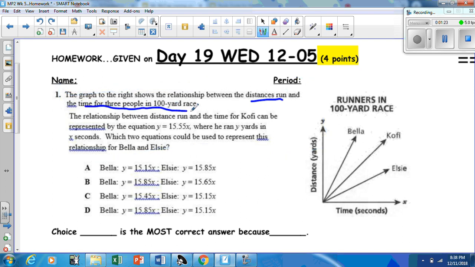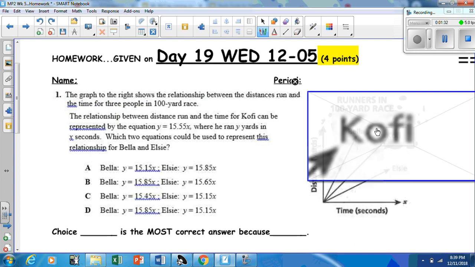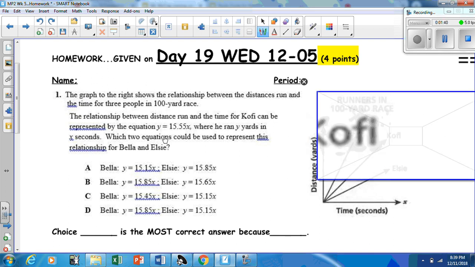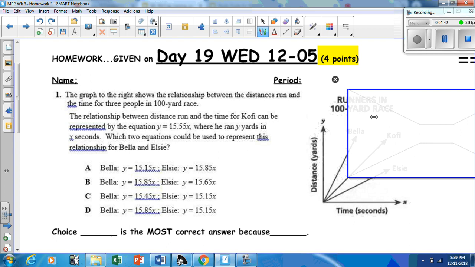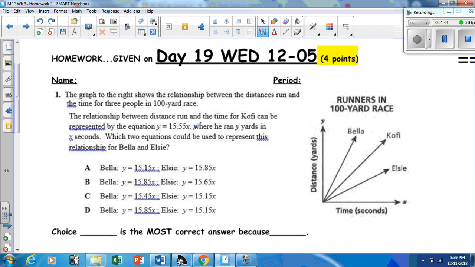We know that Kofi has a rate of change of 15.55. And what we don't know is what Bella and Elsie have. So I'm going to give you a way of thinking about this.